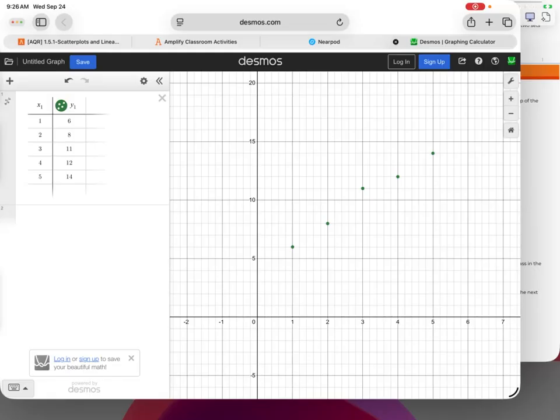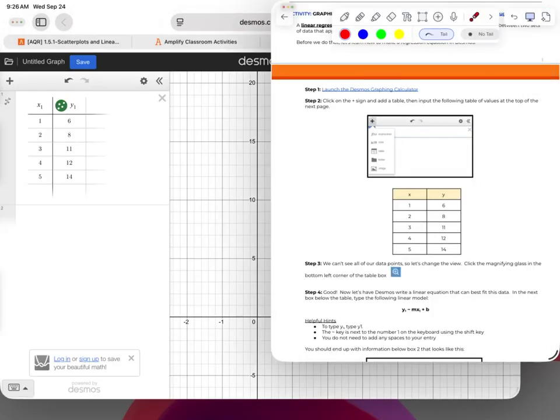Now, again, it's not perfectly linear, but it kind of feels like there's a line. This has a positive correlation, and we want to find the equation of the line. And that's as far as we're going to go in this class. So how do I do that? Now, let's walk through the next steps.